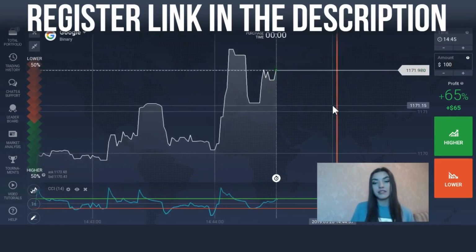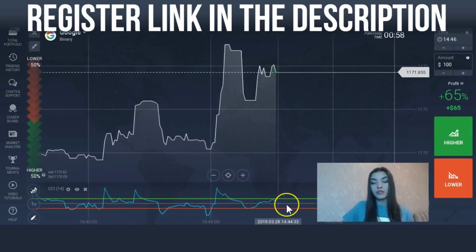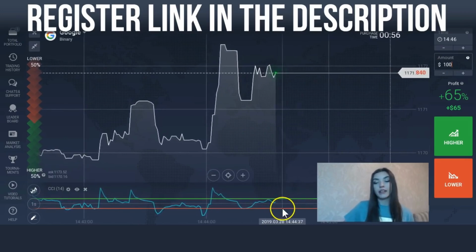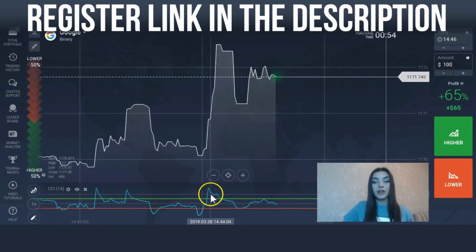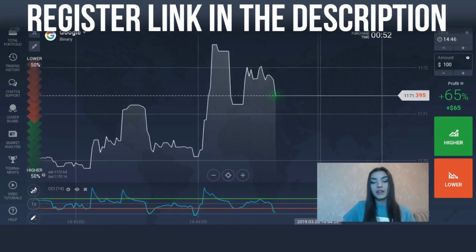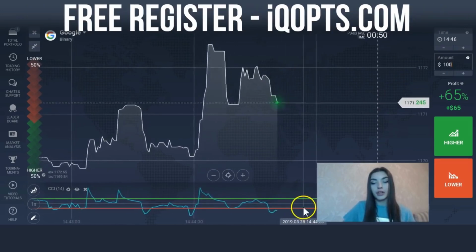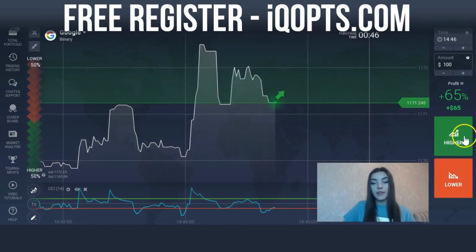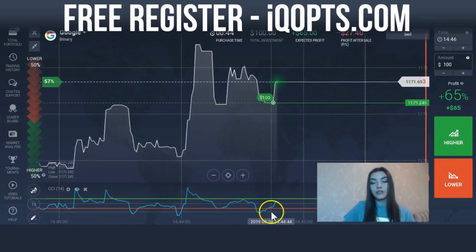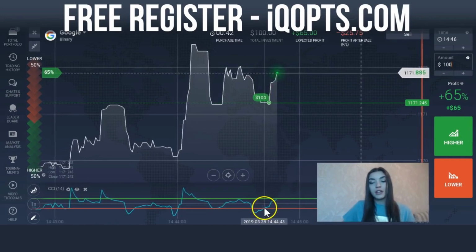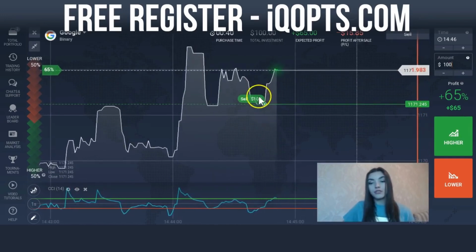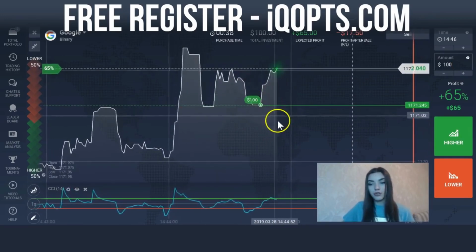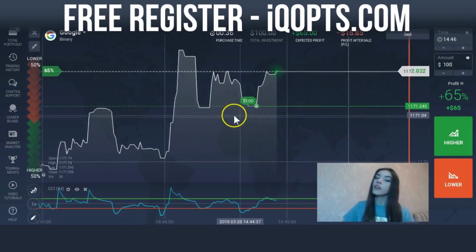On the screen we have two levels, a green level and a red level, and of course we have the market line. What we've got to do right now is wait for the blue line to cross the red line, and actually it crossed the red level. So I've just opened a call option.